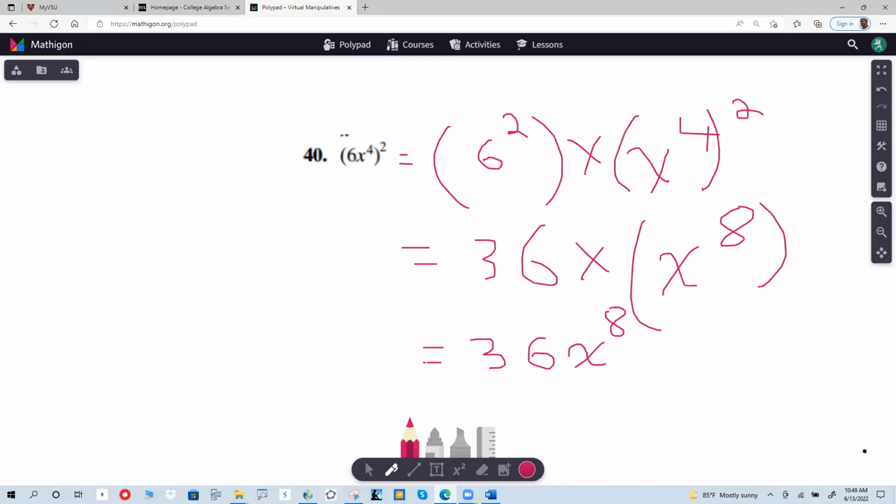That 6 becomes 36 because there is a 2 as its power. And x to the power 4 raised to the 2. You multiply the two powers, you get, sorry, 4 times 2, which is 8.